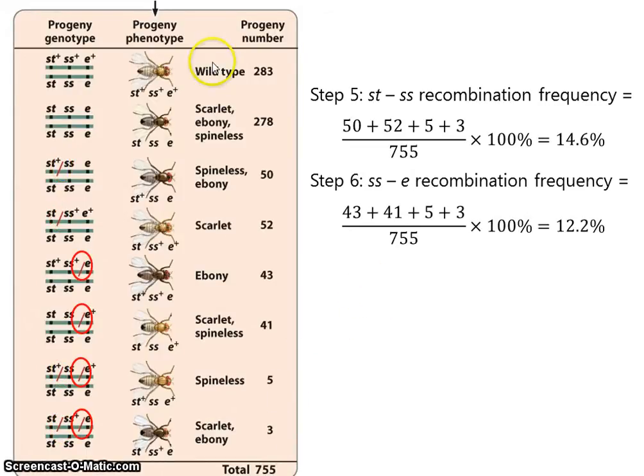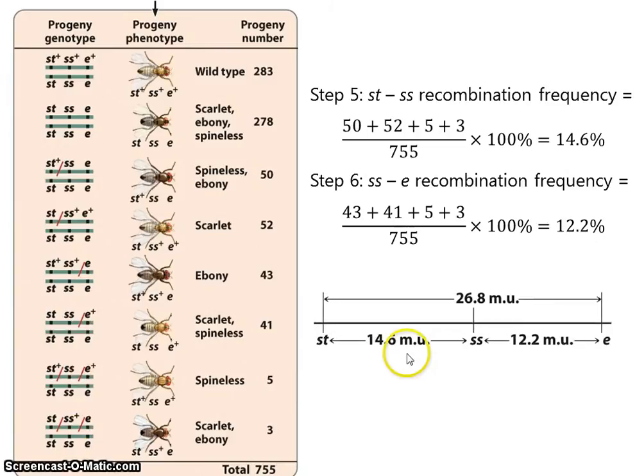For the second pair of loci, the SS to E distance, we can do the same thing: 43 plus 41 plus 5 plus 3. Note that the double crossovers are included in both calculations. And then from there we can draw a map: between ST and SS we have 14.6 map units, and between SS and E we have 12.2 map units.